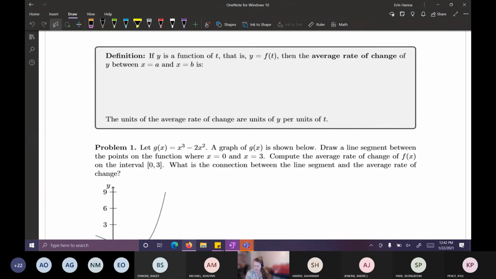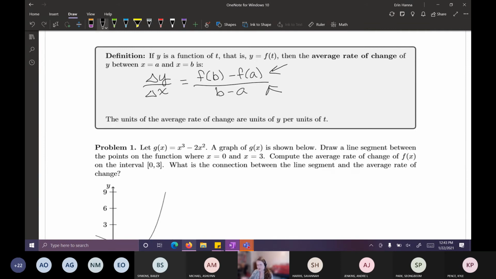So, definition. If y is a function of t, that is y equals f of t. Remember, that phrasing is going to come up a lot. Is a function of. So we have y equals f of t. Then the average rate of change of y between x equals a and x equals b is the following. F of b minus f of a all over b minus a.